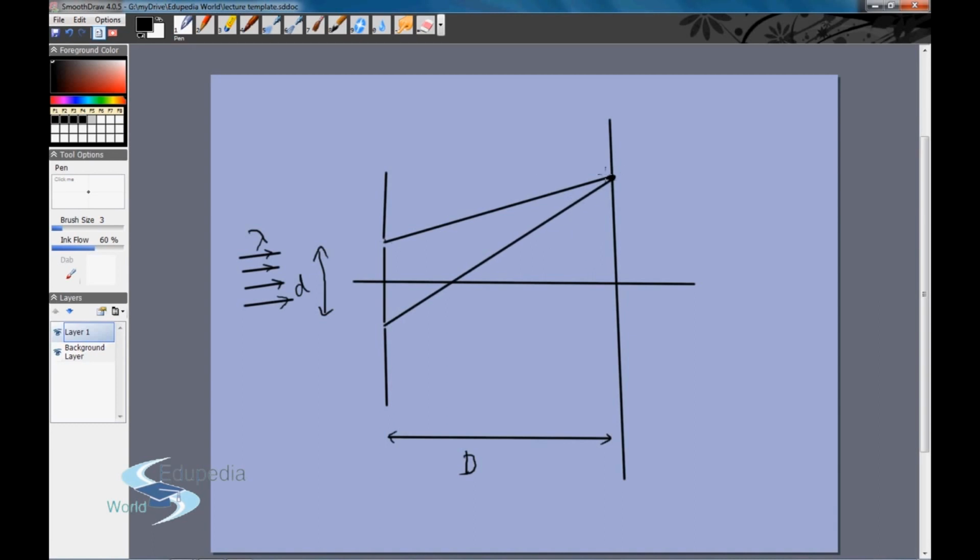And because the distance is different for these two points, the phase will be different. And we know that when you add two waves with a phase difference, you get an interference pattern. You get alternate bright and dark spots. So let's try to explain that properly.